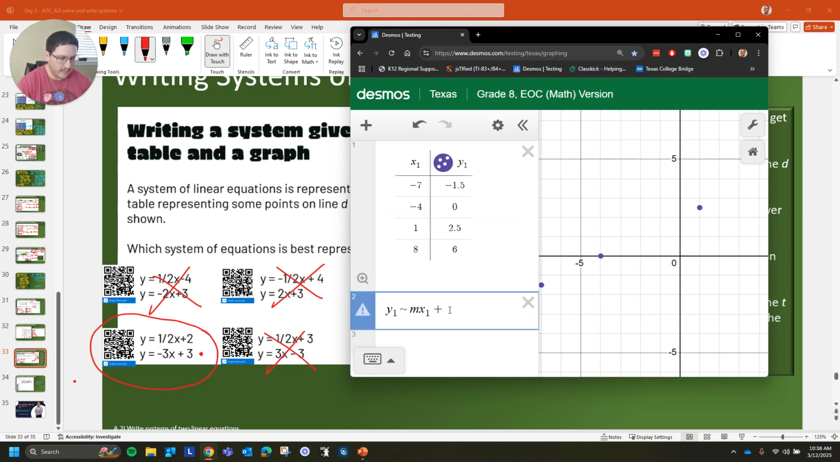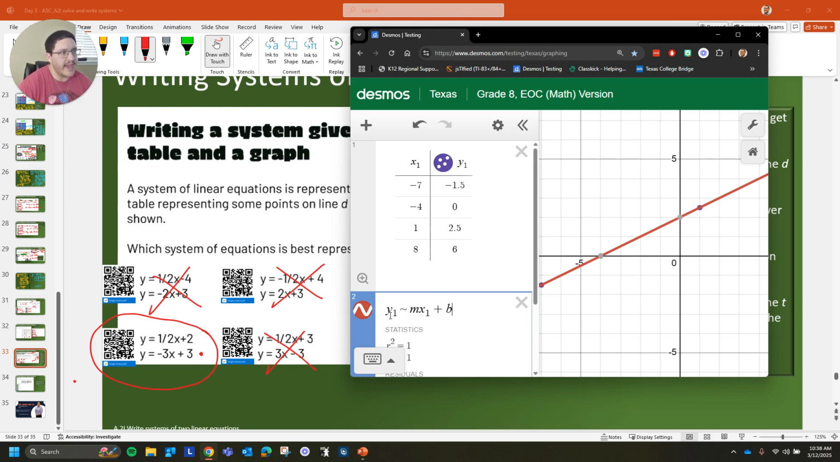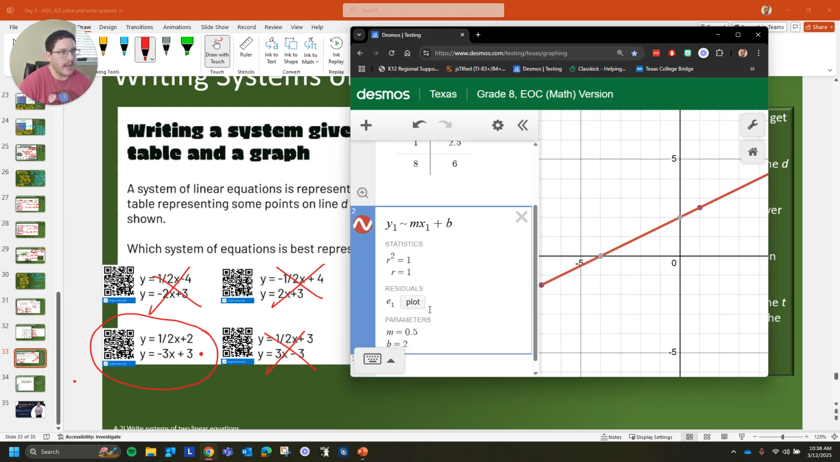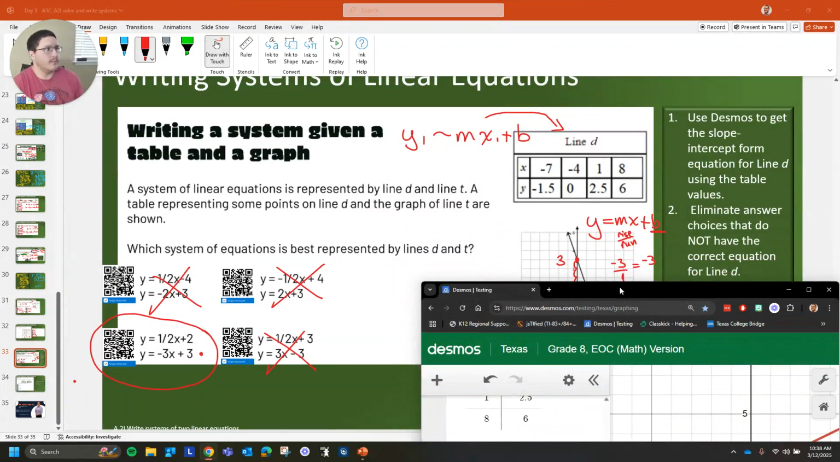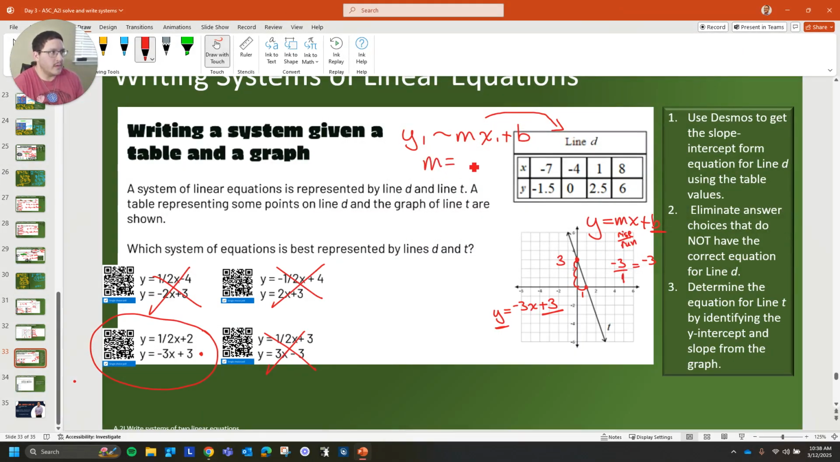mx1 plus b. And what this is taking, it's taking the y1 from the table and the x1 and creating an equation. M is 0.5 and then the b is 2. So now, using all of that, we're going to create our equation. Y equals, m gets turned into 0.5, x, and then b gets turned into positive 2.